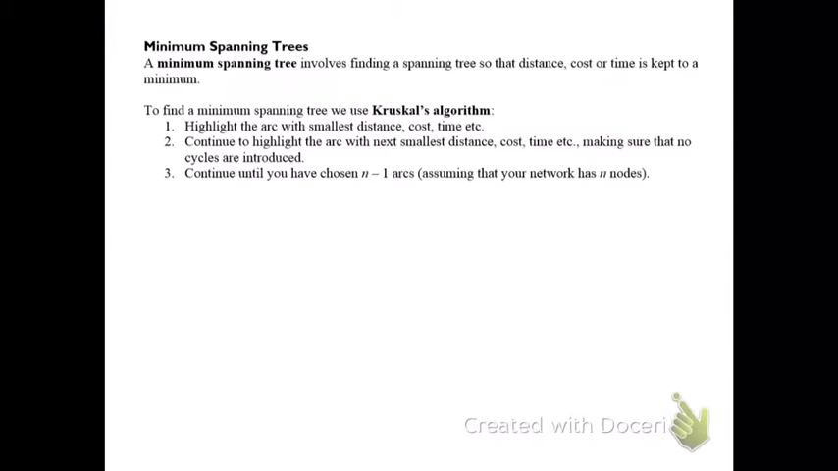So how do we find the minimum spanning tree? A minimum spanning tree involves finding a spanning tree so that distance, cost or time is kept to a minimum, the lowest possible number. Here we use Kruskal's algorithm. You start by highlighting the arc with the smallest distance, cost or time, etc. and continue to highlight the arc with the next smallest. And you keep going until you have one less arc than the total number of nodes in your diagram.